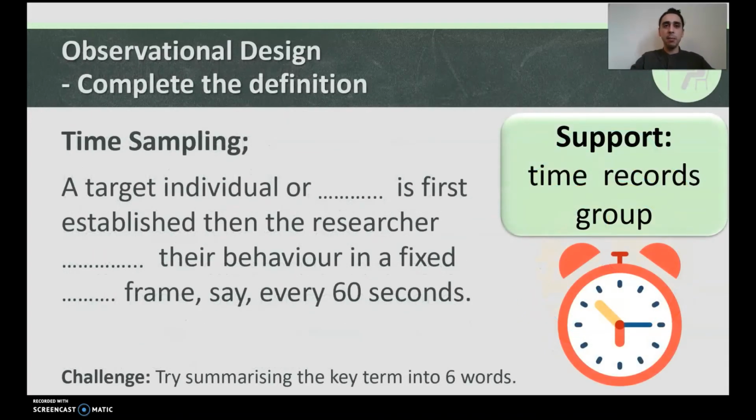Let's get a definition down, please. Time sampling: a target individual or group is first established, then the researcher records their behavior in a fixed time frame, say every 60 seconds. So there's an example, every 60 seconds.